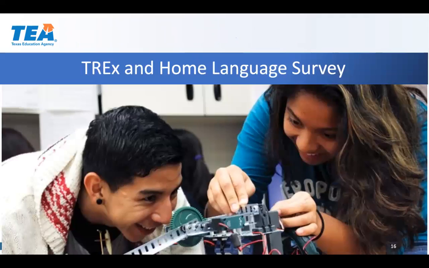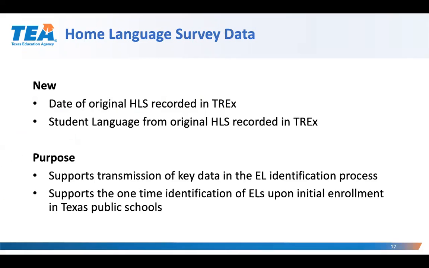Lastly, we'll take a look at the Texas Records Exchange and the Home Language Survey. There are now new fields within the Home Language Survey data within TREX: the date of the original HLS recorded in TREX and the student language from the original HLS recorded in TREX. These are now new fields. They are not required fields, but they are now added in order to transmit this important information.